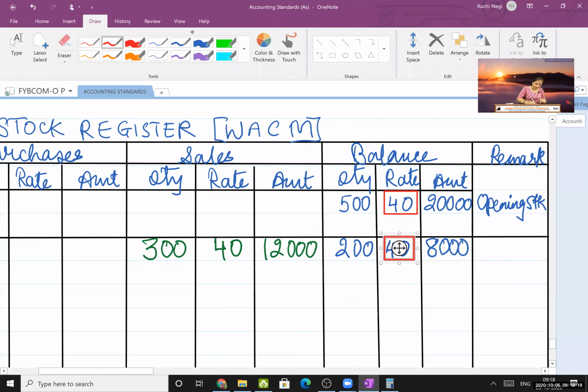Okay, am I clear about this? Acknowledge it in the chat box. Did you understand the first step of sales in the weighted average cost method? Okay, fine. Thank you, students. Then draw a line.